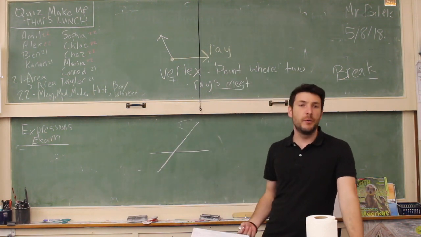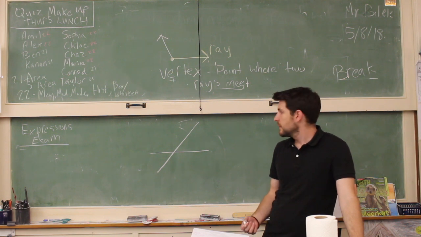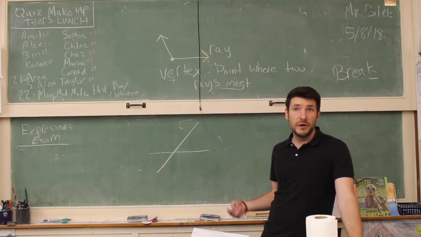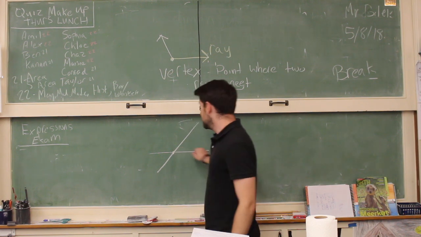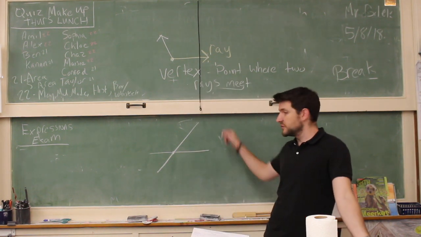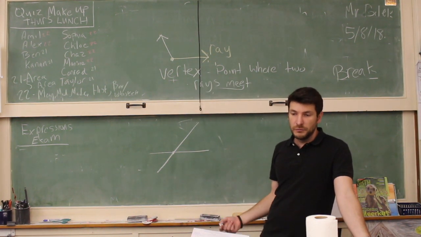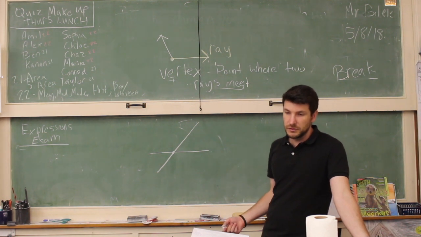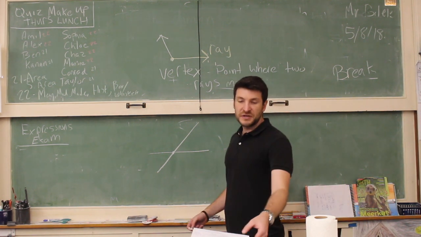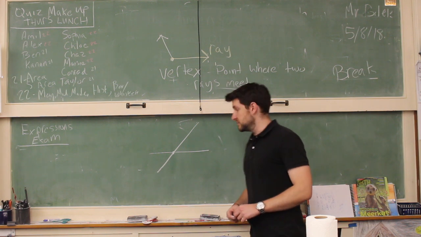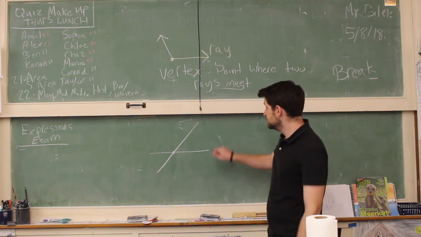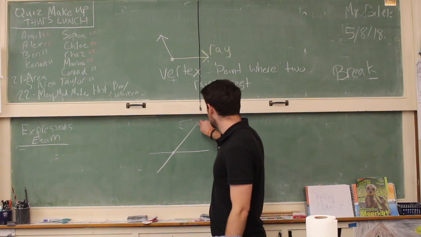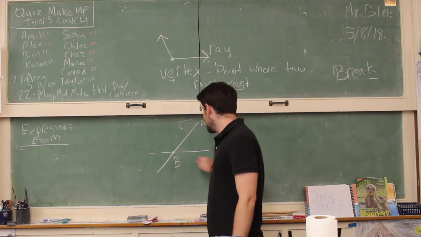Now I'm going to talk about how we name angles. So we have some angles formed by the crossing of these two lines. We've got a vertex right here. This one goes on forever, and this one goes on forever. These lines are meeting. We've got a vertex. So now we can talk about naming some of these angles. So let's put some points on it. We'll say this is A, this is B, and this is C.